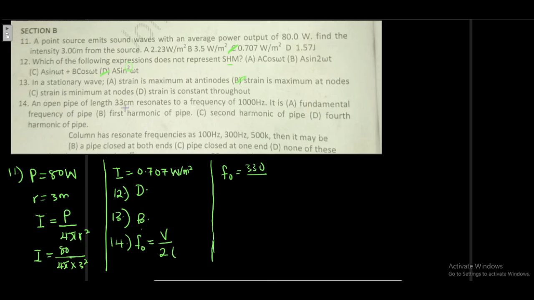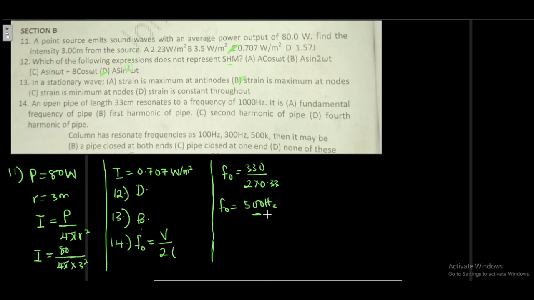The length here is 33 cm, so we need to convert it to meters. To convert cm to meters, we divide 33 by 100, and that gives us 0.33. So we're going to have 330 divided by 2 times 0.33. That will give us a fundamental frequency of 500 hertz. So it simply means the fundamental frequency of this pipe of length 33 cm is 500 hertz.